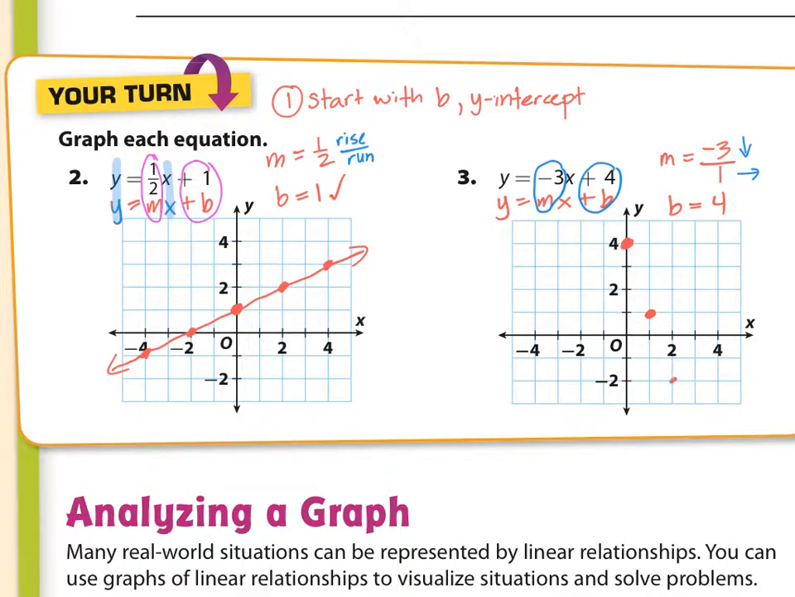And then I could do it again if I wanted to go down 3 and over 1, and I would get this third point. And here is my line. Not bad. And I am done.